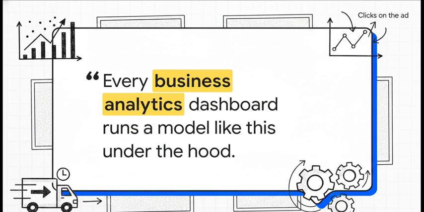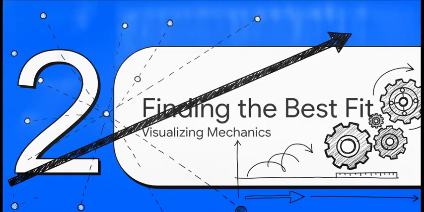But that brings up a really good question, doesn't it? If the whole game is just drawing a line to connect inputs to outputs, how on earth do we know exactly where to put that line? That brings us to section 2, finding the best fit.